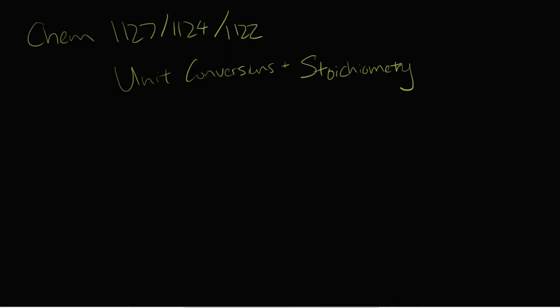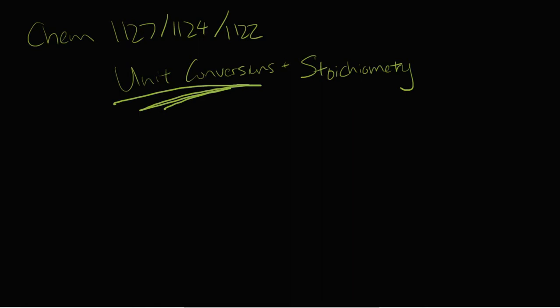Welcome to the first lesson in chemistry. While chemistry is a science course, there is a ton of math in it. And I think one of the first concepts you need to grasp for chemistry is unit conversions. And this is whether you're in the 1127, 1124, 1122 class. All of them use a lot of unit conversions. And also stoichiometry, which is just unit conversions with rates and ratios.